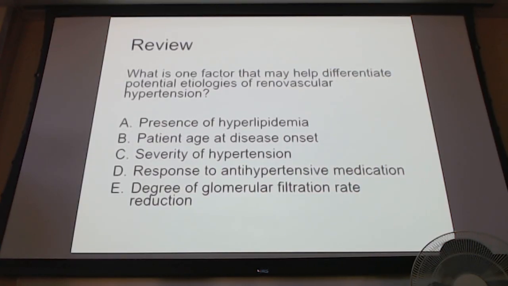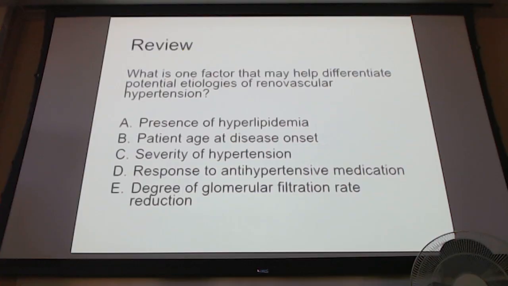So we've already established that the patient has renovascular hypertension. It's in the stem. Of these items, which one is going to help us differentiate between the potential etiologies? What are the two main etiologies of renovascular hypertension? Atherosclerosis and fibromuscular dysplasia.